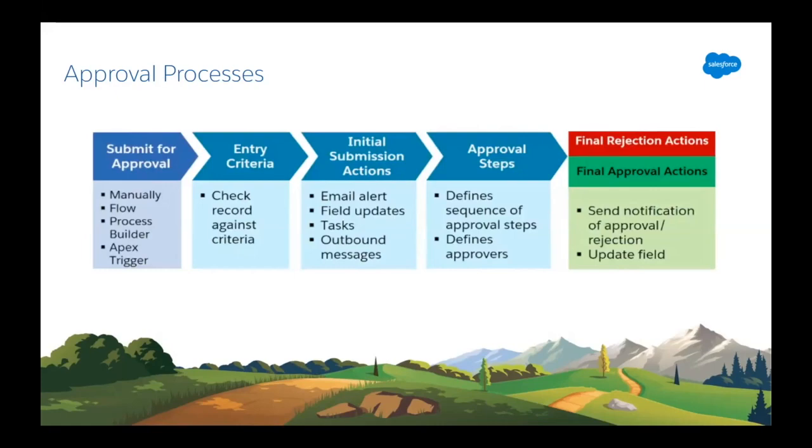And then the approval steps define how the record goes through the approval process, and it defines the approvers within each step. And then finally, you have the final actions, which send notification and can do field updates as well.